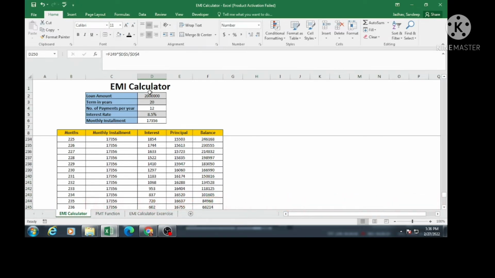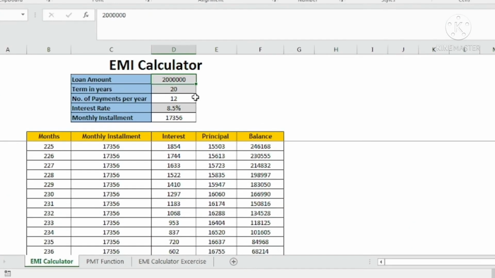For example, here we need to just input the loan amount, 20 lakhs, the tenure of the loan, that is 20 years, the rate of interest, and it will give us the monthly installment. We have to just change these three parameters and it will give us, suppose I change the interest rate to 10%, and it will give me how much is the monthly installment.